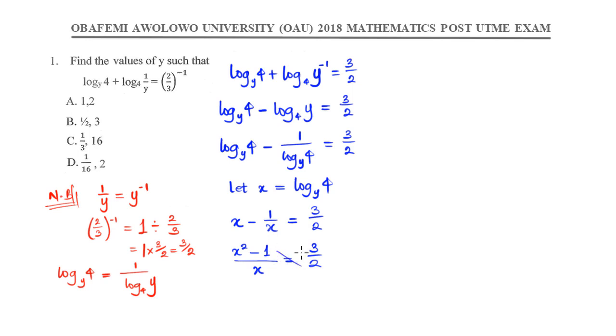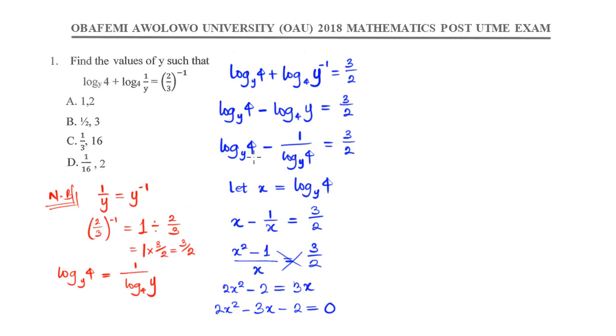And if we cross multiply, 2 is going to multiply the whole of the numerator on the left-hand side to give us 2x squared minus 2 is equal to 3 times x, which is 3x. So if we take everything to the left-hand side, we are going to have 2x squared. When 3x crosses to the other side, it will become minus 3x. Then we have minus 2 is equal to 0.